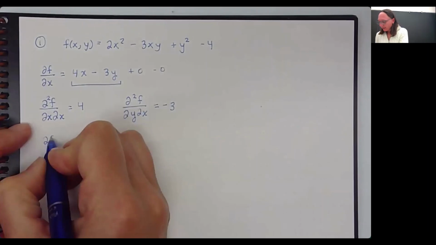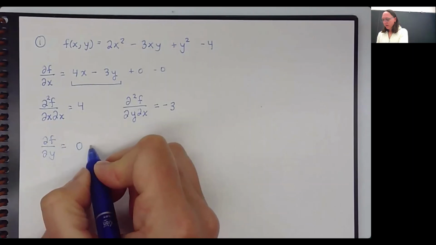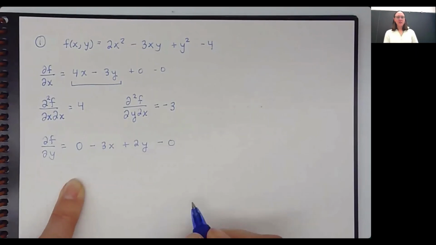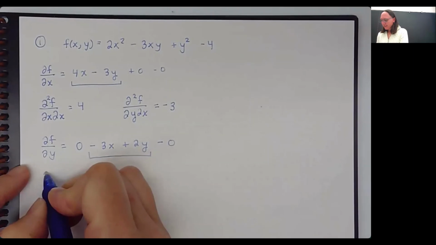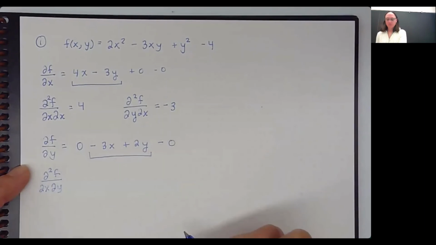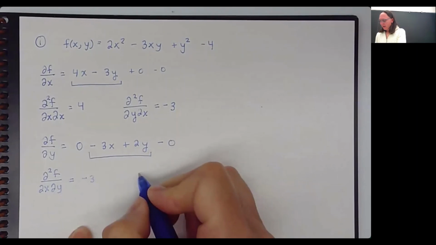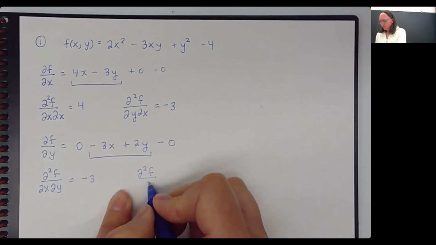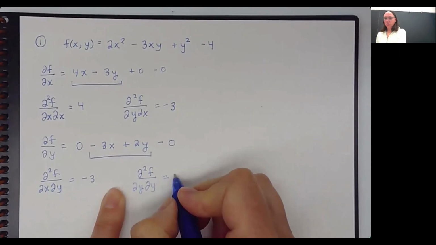If I reset and go back to the beginning, take my partial with respect to y, it would have 0 minus 3x plus 2y minus 0. So now this is my starting function. And when I look at the second partial of f, first with respect to y, then with respect to x, here I would get -3. And if I take my second partial first with respect to y, then with respect to y again, I would get 2.